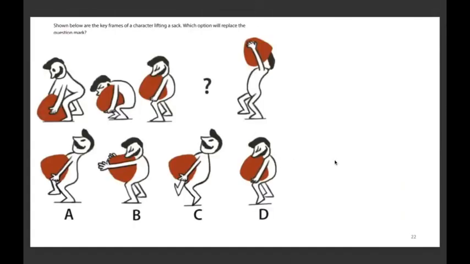Shown below are keyframes of a character lifting a sack. Which option will replace the question mark? Okay. When you look at all the options together, you will find that C वाला जो option है, उसमें वो गिर जाएगा because he is standing on his tips and the weight is heavy. So C is not possible. D वाला और ये वाला figure दोनों same है, so D भी गलत है.